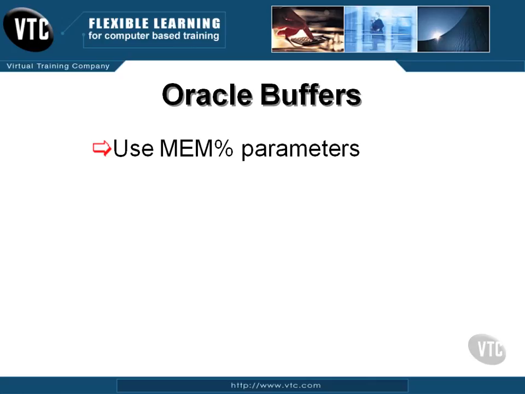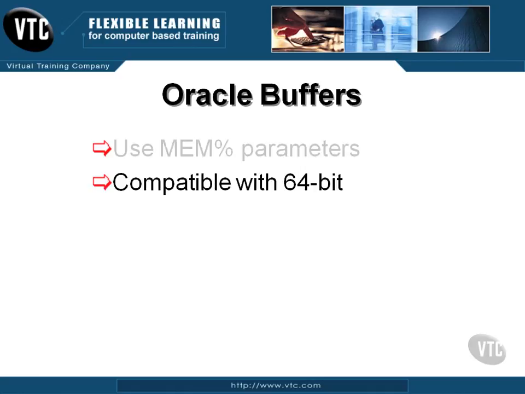There are two of them. In past versions of Oracle there were parameters for all sorts of different things. They're now all contained in the two MEM parameters. The MEM parameters are highly compatible with 64-bit servers. I've worked with them on single instance and RAC databases on Linux, on Solaris, on Windows, and they work very well. Don't be suspicious of them, don't be afraid of them.